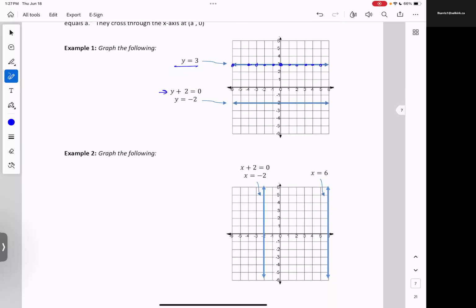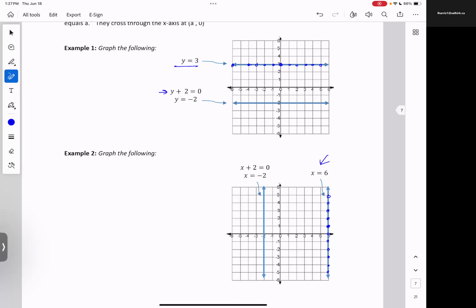We can also have vertical lines. Let's do this one on the right first. If we have x equals 6, no matter what y equals, our x value is always 6. So when y is 0, x is 6. When y is 1, x is 6. When y is 2, x is 6, and so on. And so we get a vertical line here at x equals 6.